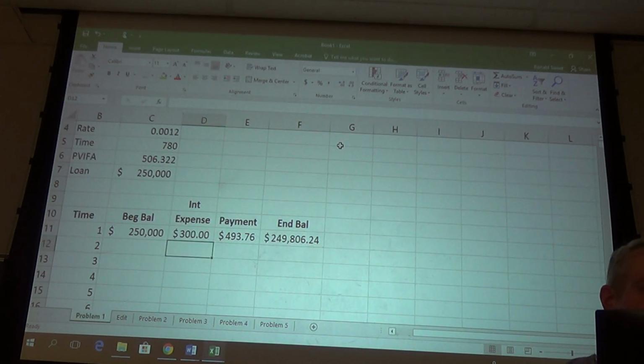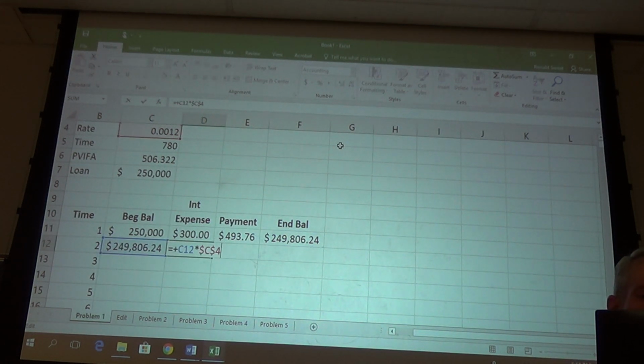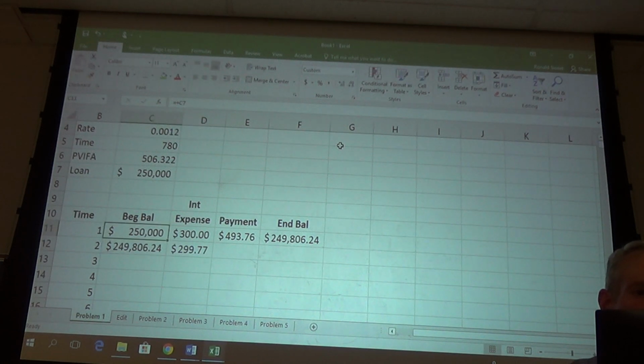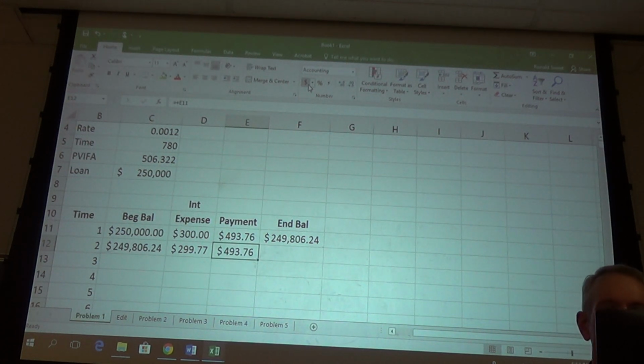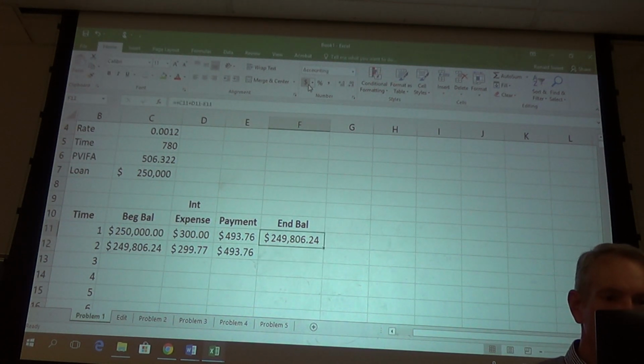Now the next line, you begin with your beginning balance. Your interest expense, you can copy that down as long as you locked it in. It's that beginning balance times that rate. Your payment, you can just reference that payment because it's a fixed payment. That's what an amortizing loan is all about. And then you can just copy down the formula.